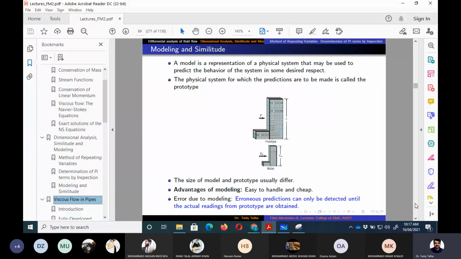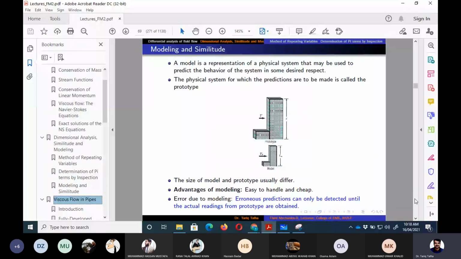we need to be very careful that whatever we do on the model, if there is any error, we would come to know about that error only when we conduct the experiment, or we see its results on the actual system. So now, before going forward, when we scale it down, we need to make sure that whatever we do on the model replicates the actual flow conditions which are experienced by the prototype, which is the actual system.